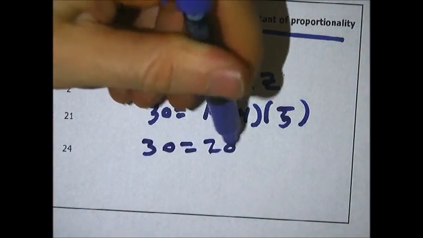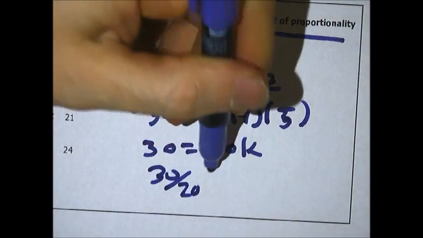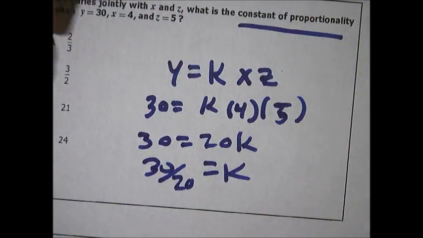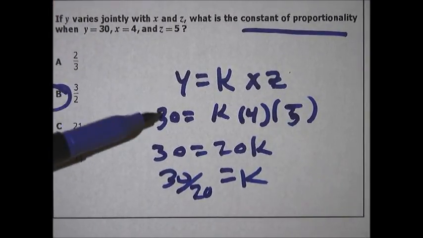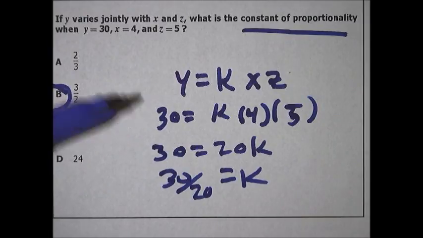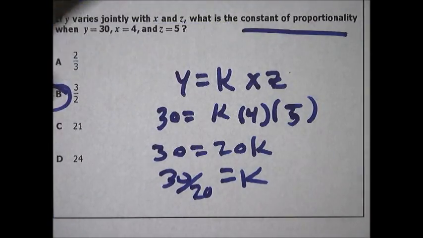So that would be 20. And I'm solving for k, so I would divide this over. 30 over 20 is equal to k, and 30 over 20 is the same thing as 3 over 2. So again, in this particular problem, we were just looking to figure out what k was. In other variation problems, there'd be one additional step, so you want to read the directions and see what they're asking you to look for.